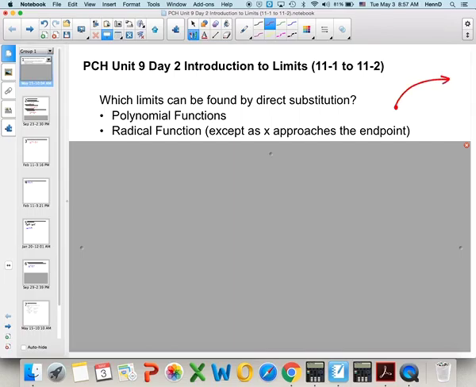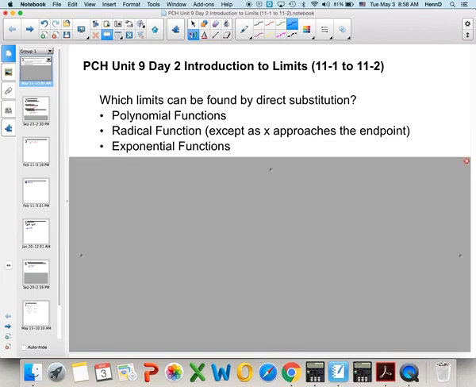What has to be true for a limit to exist? It has to be on both sides. The left and right hand limit both have to be equal. Well, if we're approaching the end point, there is no limit defined as we approach from the left because the entire function is not defined. However, at any other point on that radical function, you can find the limit as x approaches that value simply by evaluating the function. Direct substitution. Alright?